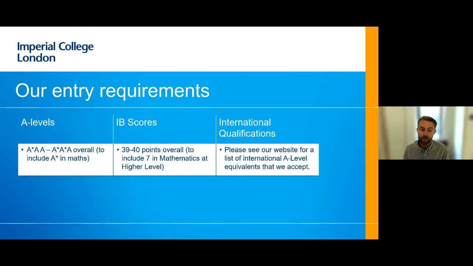And of course, if you go to our website, you can find out the scores necessary for all the other international qualifications. And if you can't find it there, please get in touch with us directly, design.engineering@imperial.ac.uk, which will be left up at the end.